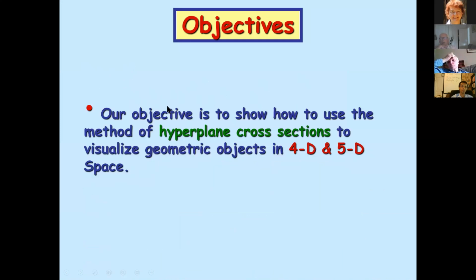Our objective today is to show how to use the methods of hyperplane cross-sections to visualize geometric objects in 4-dimensional and 5-dimensional space. My intention is to avoid technicalities and focus essentially on the intuitions, to give everyone a feel for some of the techniques, and in particular the technique of hyperplane cross sections.